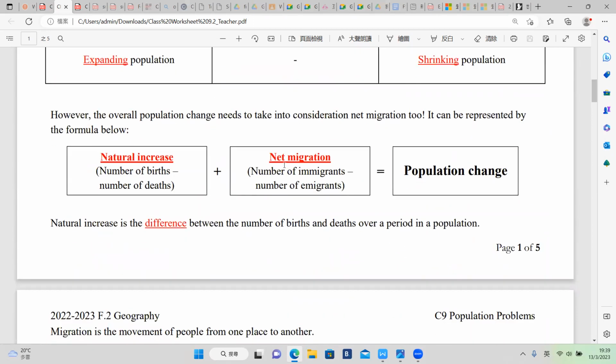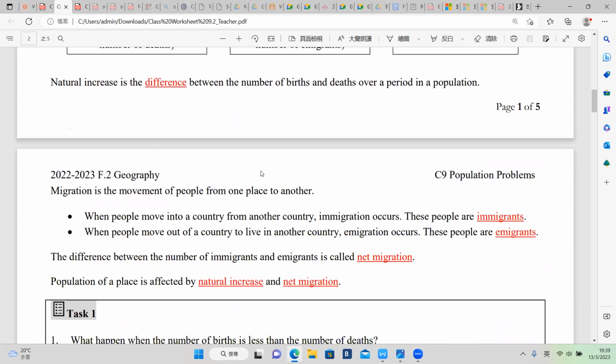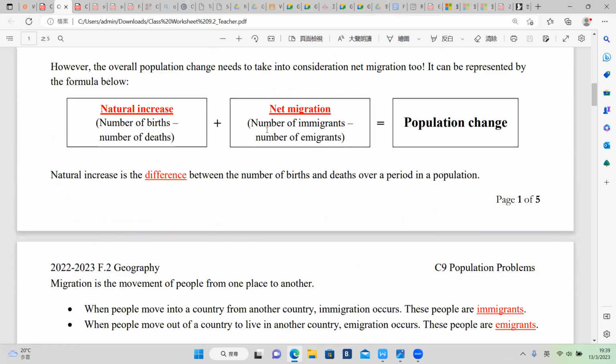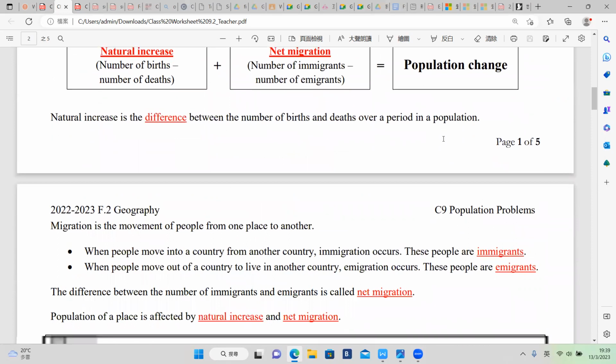Natural increase plus the net migration. Okay, natural increase refers to birth minus death, and then net migration refers to the immigrants minus the emigrants. Then it will give the population change. Okay, natural increase is talking about the difference between births and deaths over a period in a population.